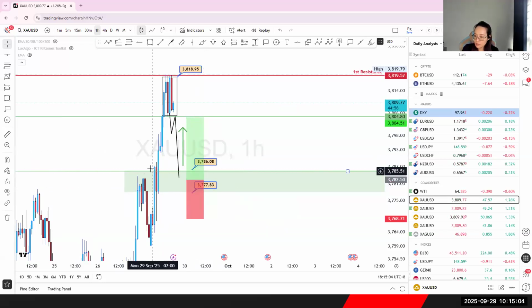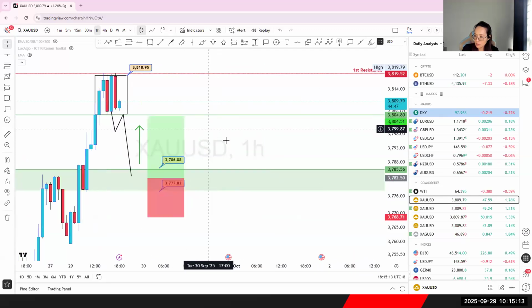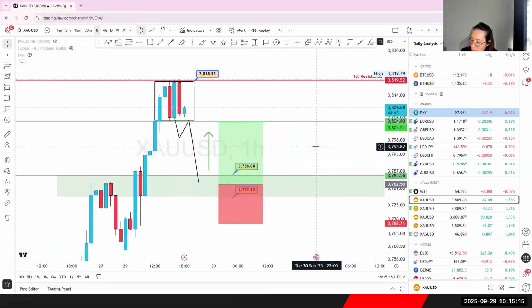This zone is still fresh. We still have the demand zone here. You can see that break above, pull back. This is our demand. We're going to buy here, then we're going to target here first. Okay. Today there is no news, but tomorrow onwards we have a high impact news coming for the US dollar.